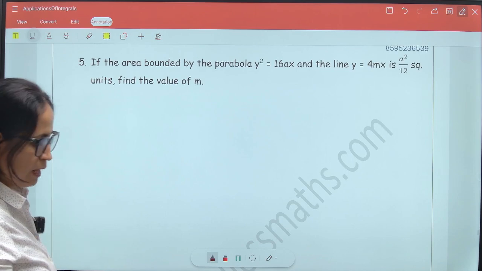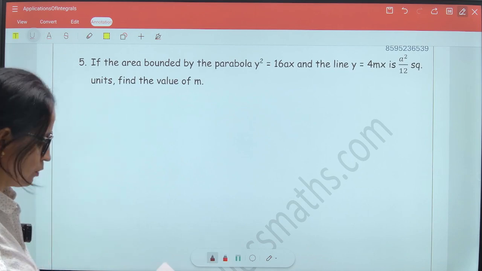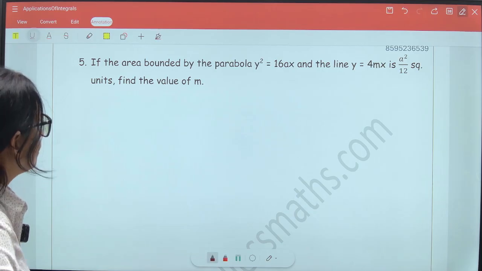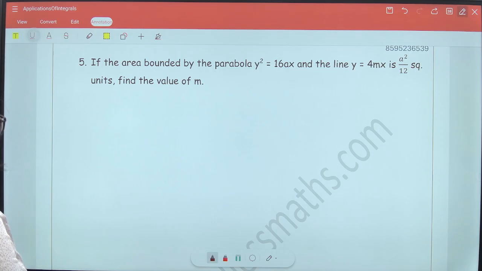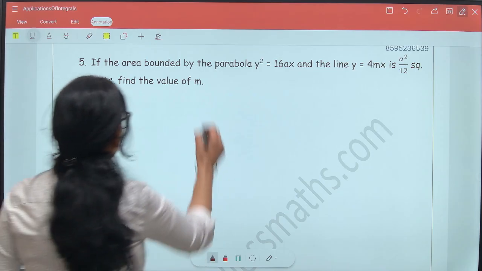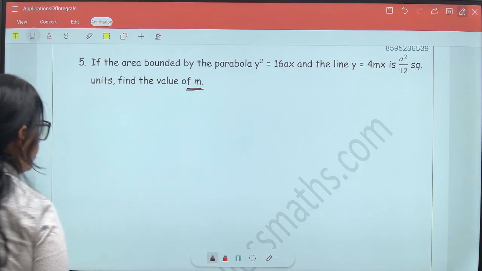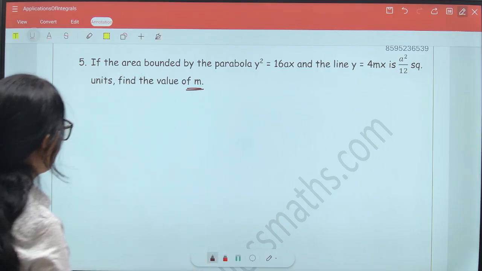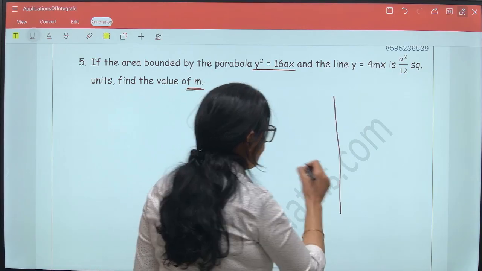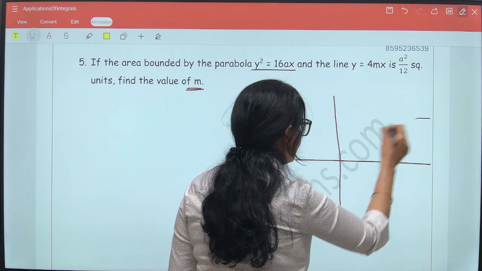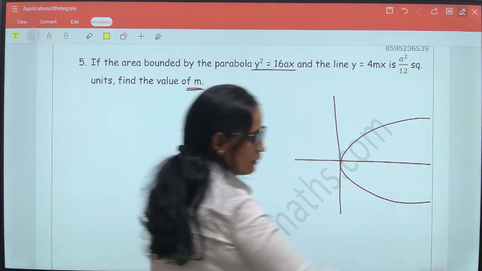If the area bounded by the parabola y square is equal to 16ax and the line y is equal to 4mx is a square by 12, find the value of m. You need to find the value of m now. Now what kind of parabola is this? Y square equals 16ax. That means it is going to be right side parabola.